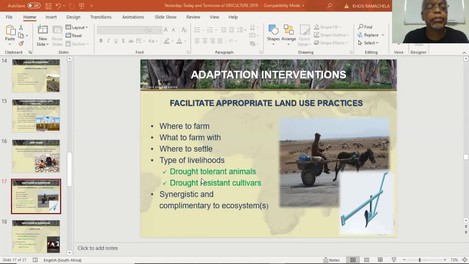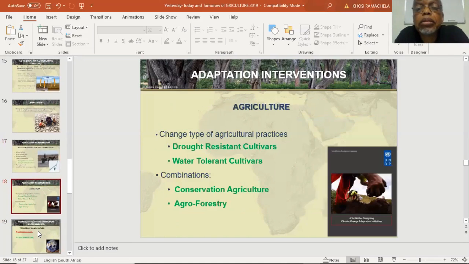And then we have the aspect where we're looking at specifically agriculture. We have, you know, water tolerant cultivars, those which are looking at your floods. If you're in a more flooding area, you might actually consider your paddy rice, you know, flood production systems of rice instead of your traditional upland crops.